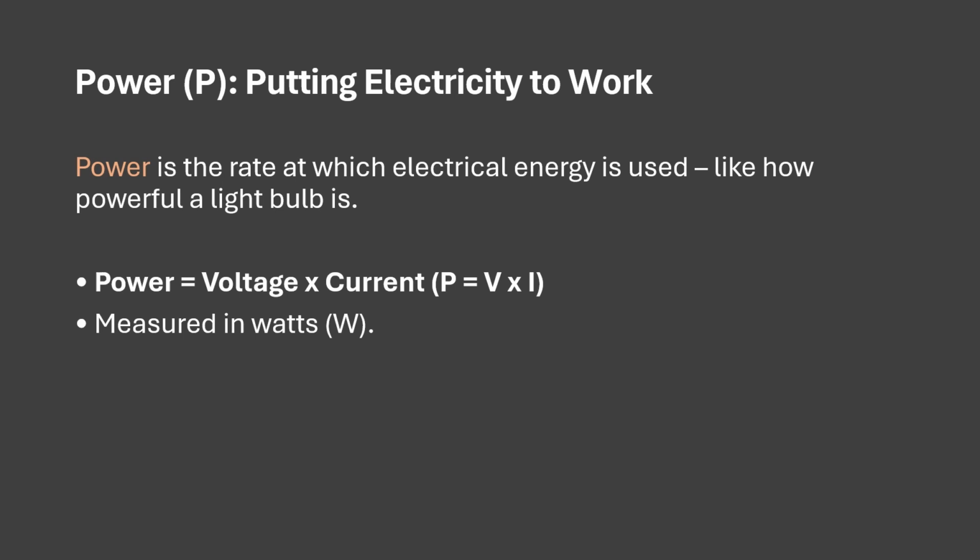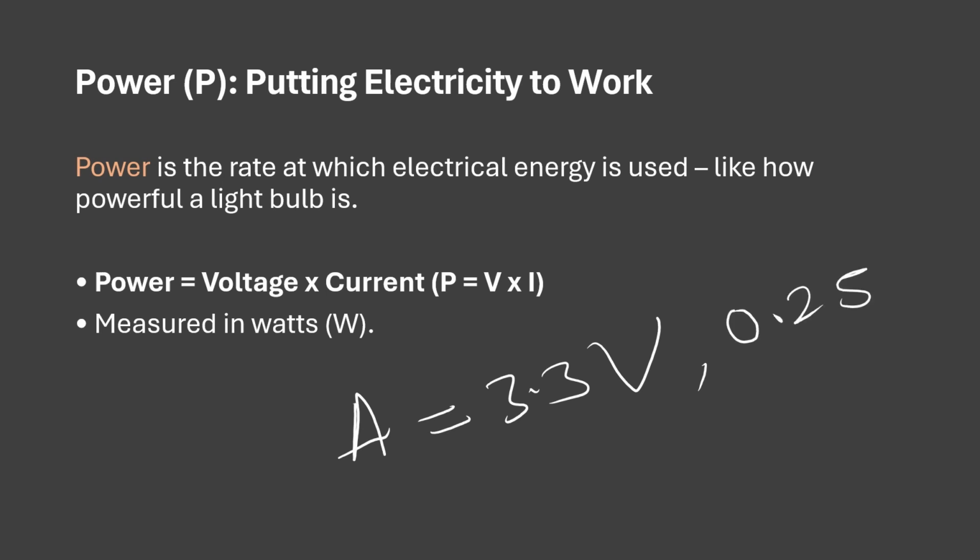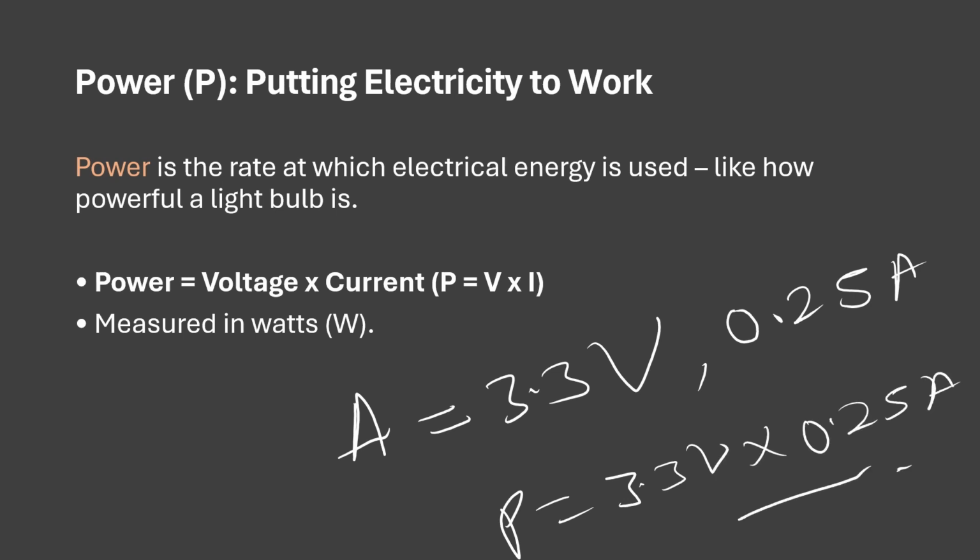So, for example, let's say we have a sensor to be used in our circuit, sensor A. The voltage being drawn is 3.3 volts, and the current that the sensor draws is 0.25 amps. So to calculate the power required by that particular sensor, we can simply say power equals voltage, which is 3.3 volts, multiplied by 0.25 amps. So whatever we have here will be the power that will be drawn by that particular sensor.